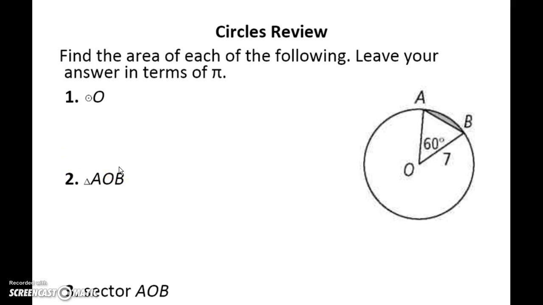Now we're going to do a little bit of circles review. This was all on your last test. I just know that it was a bit rough for some of us, so I thought we'd go over it anyway. And we're going to go through finding the area of these different sections. The first thing it wants is the area of circle O. Well, area of a circle, the formula is pi r squared. Well, r in this problem is 7, so it's pi times 7 squared, which would get me 49 pi. And I'm done. That's all I need for that first one.